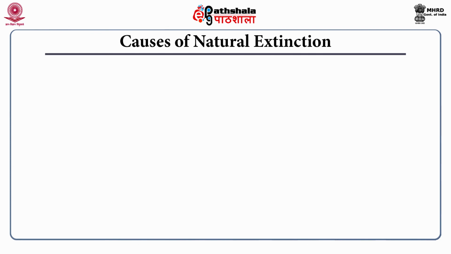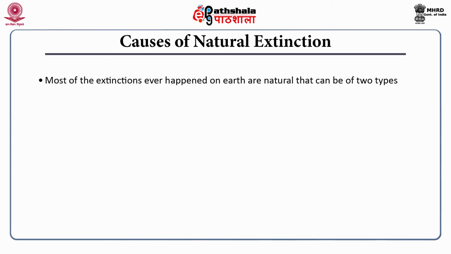What causes these natural extinctions? Most of the extinctions that ever happened on planet Earth are natural, and they can be of 2 types: natural background extinction and mass extinction events. Natural background extinction is an ongoing event, every single day for the last 4 billion years, while mass extinction events are extremely rare, but very important because they kill almost the entire diversity of plants and animals on the earth, including marine and terrestrial flora and fauna.